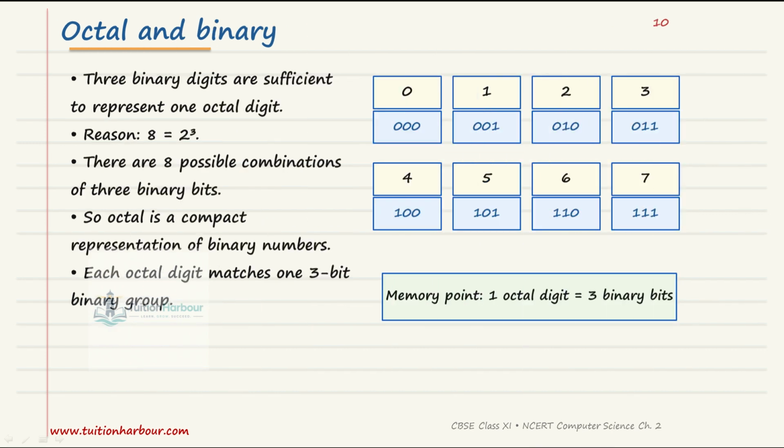One octal digit can be represented using 3 binary bits because 8 equals 2 to the power 3. For example, octal 0 is binary 0 0 0, while octal 7 is binary 1 1 1. So remember, one octal digit uses 3 bits.